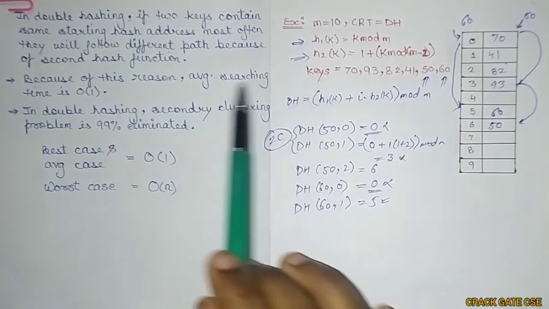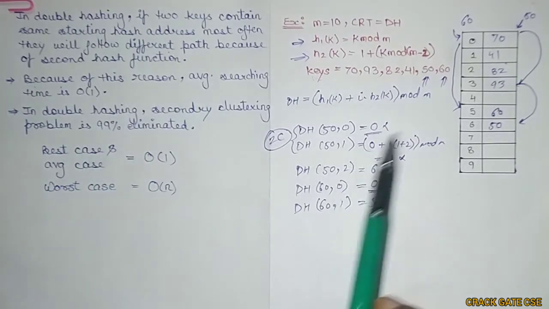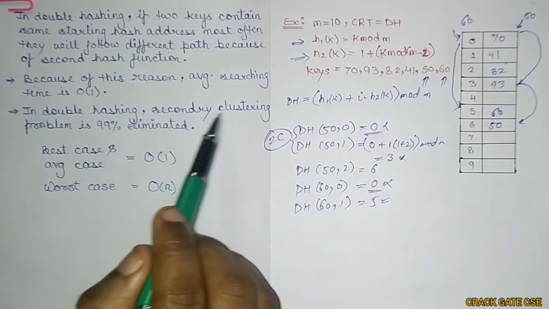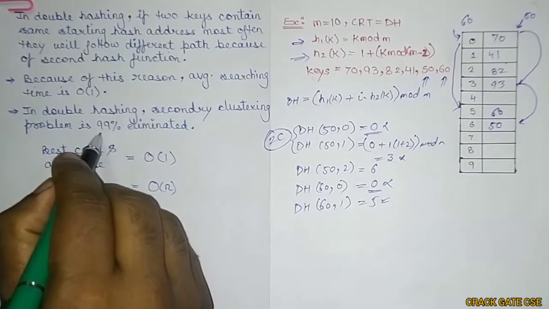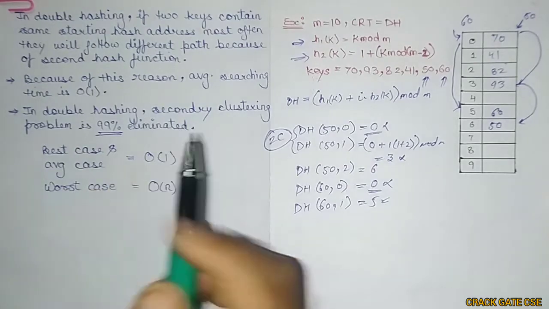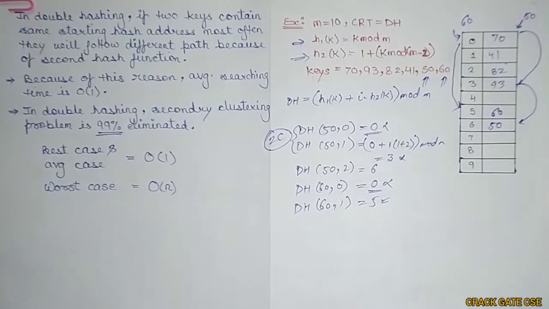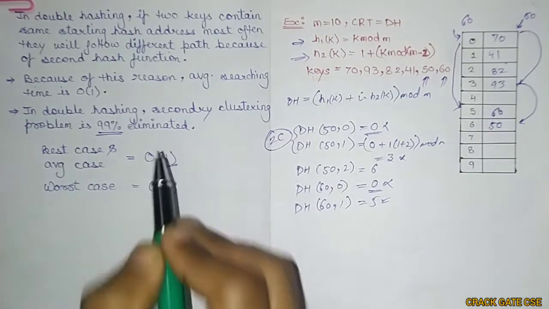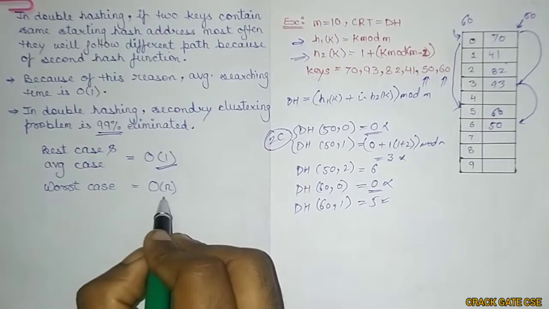Because of this, the average searching time is order of 1. Why? Because of these two hash functions. So in double hashing, the secondary clustering problem is 99% eliminated. There are very few chances that they follow the same path, because generally it is not possible because of the second hash function, right? So the best case and average case time complexity for searching is order of 1, and the worst case time complexity is order of n.